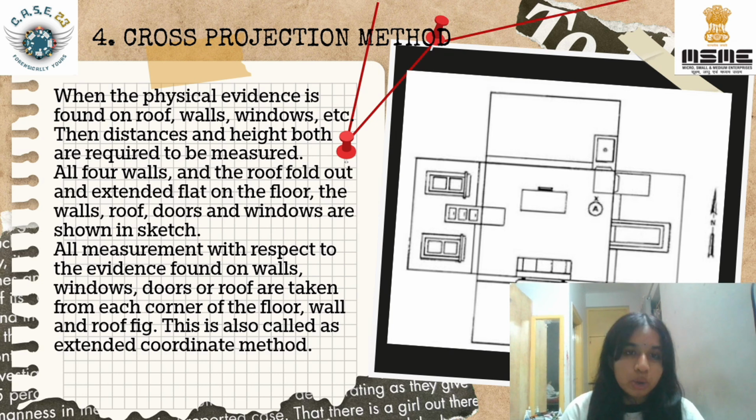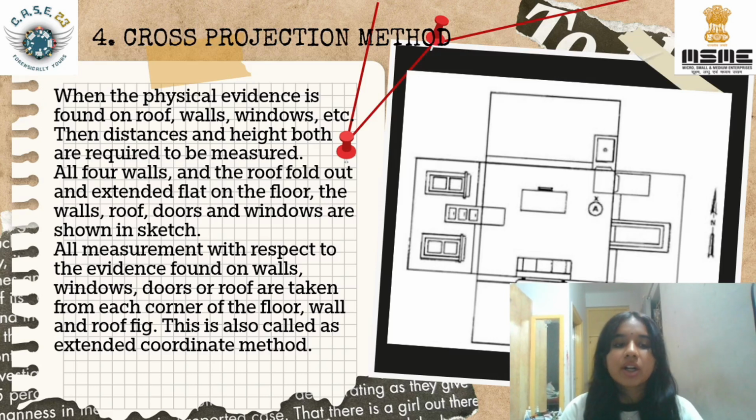So all four walls and the roof fold out and extend flat on the floor. This is an example where we've considered a room or a house with the living room and two different rooms. This is the sofa. All measurements with respect to the evidence found on the walls, windows, doors or roof are taken from each corner of the floor, wall and roof.